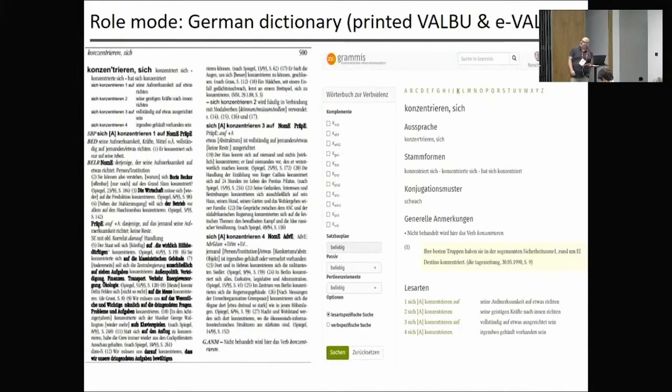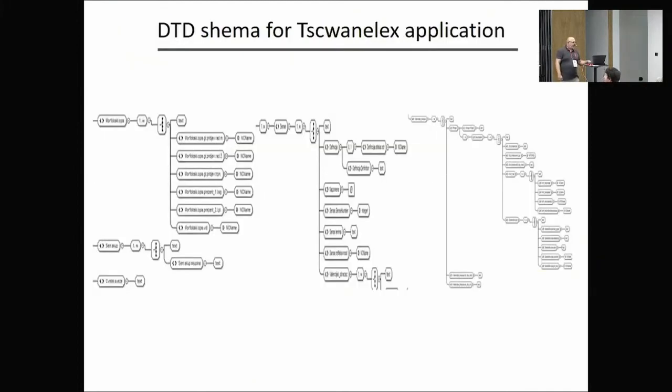So this is our role model. This is the printed Valbu dictionary. Their process was from the printed version. They first thought about the printed version, then they transformed it into an electronic searchable dictionary on the right side. Our approach was, of course, different because we started in 2014-15. So we first had to go just to the electronic version, not to a printed version.